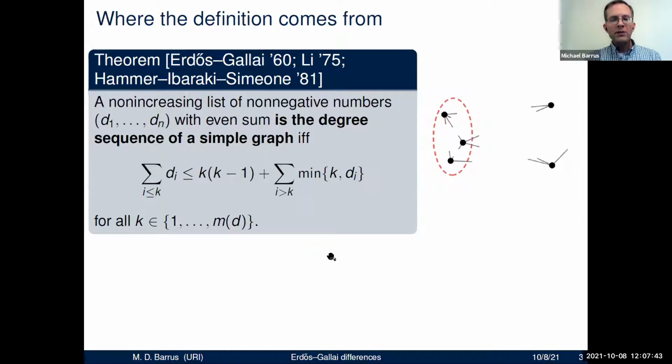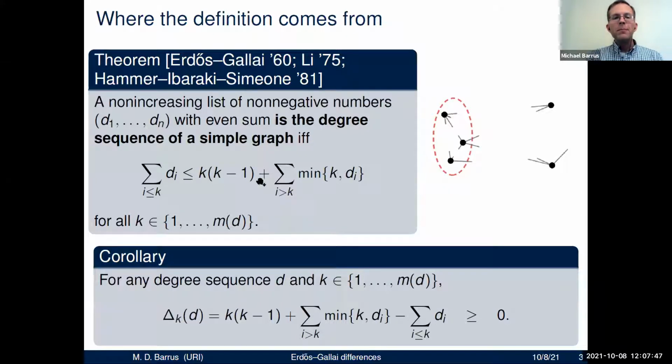So we're going to talk about Erdős-Gallai differences, not so much these inequalities, but you'll see that the difference is exactly how far apart the right-hand side and the left-hand side are from each other. That's where we get our expression for the kth difference. And what we get is that if we're talking about a degree sequence, every one of these Erdős-Gallai differences is going to be non-negative, right?